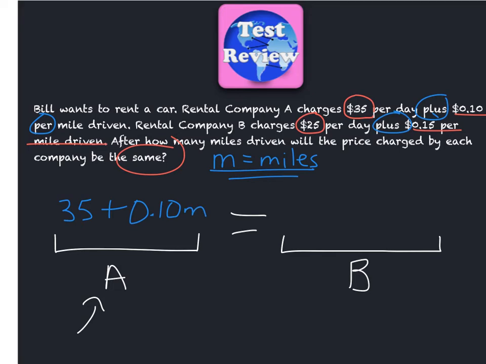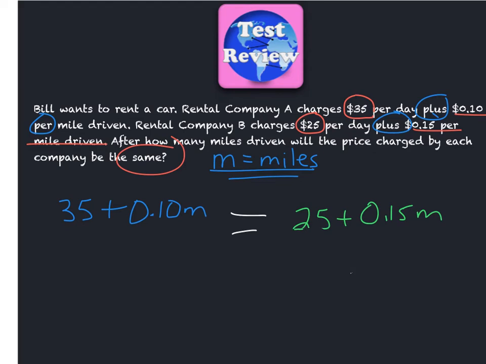And then rental car company B charges $25 per day, plus they charge 15 cents a mile. So that would be 0.15 times M. And now you would just solve it. So you'd want to get everything on one side. So we'd want to make sure the M's were both on the same side.